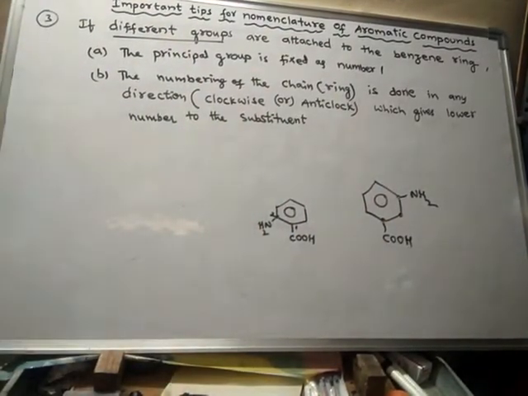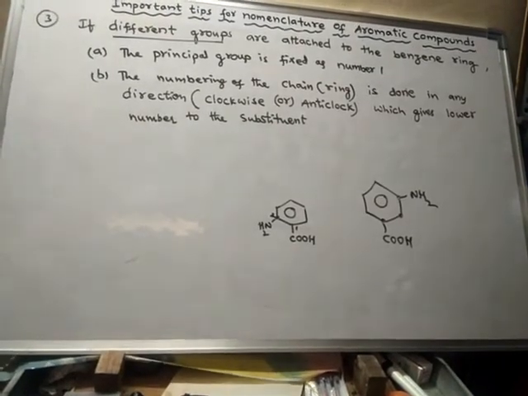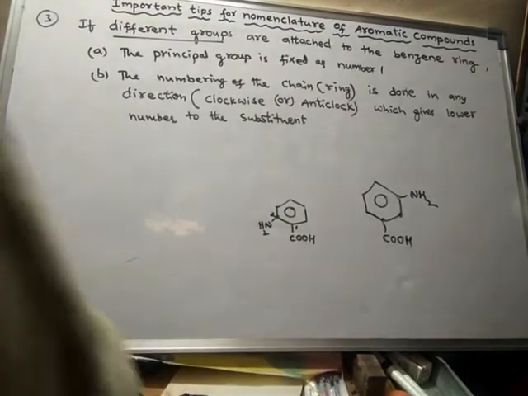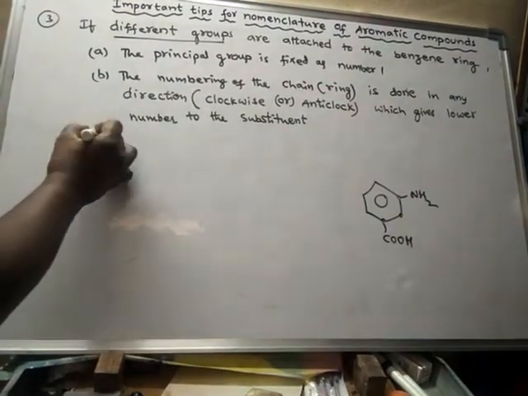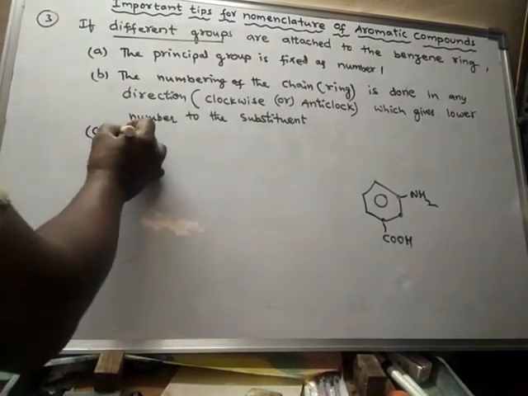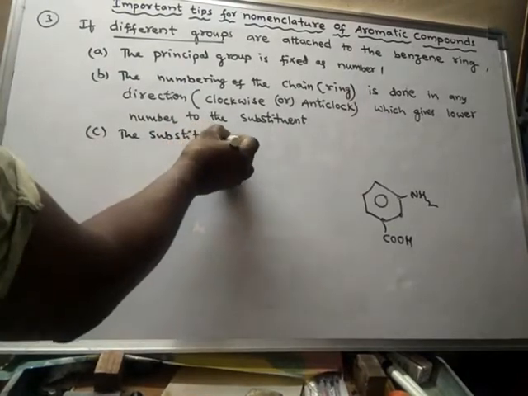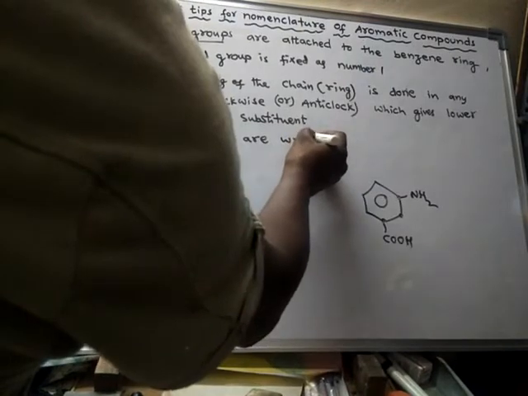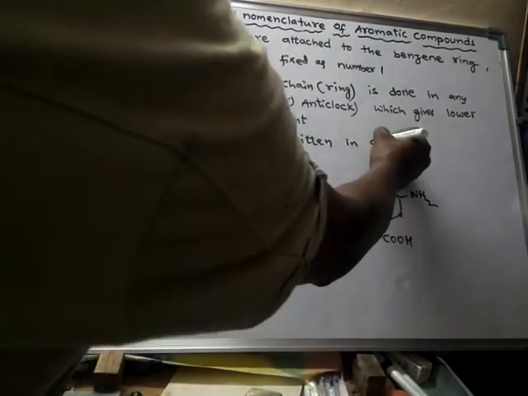So the second rule says that the numbering of the chain is done in any direction which gives the lower number to the substituent. Right. And the third point: how are the substituents written in the name? The substituents are written in alphabetical order.